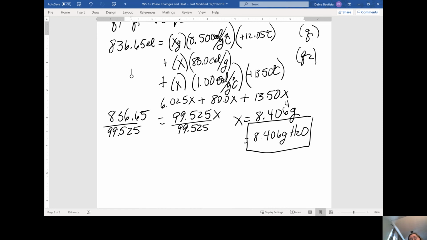Hopefully that's helpful. Let me know if you have any questions about that. I did not follow my units through, but each one of these would be calories per gram. This is in calories, so when I divided them out here, since this is calories, divide by calories per gram, my calories would cancel and I would come out in grams. So let me know if that helps.